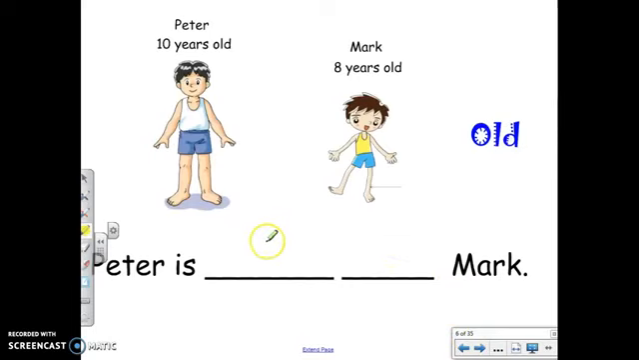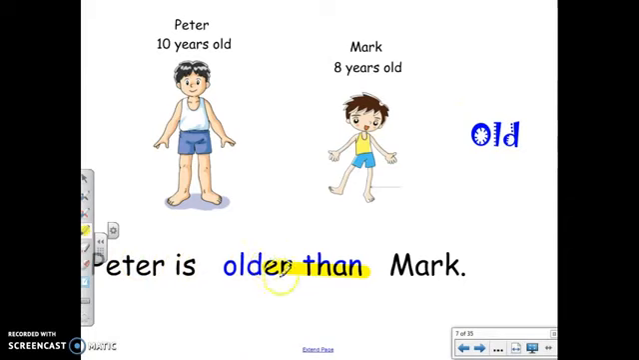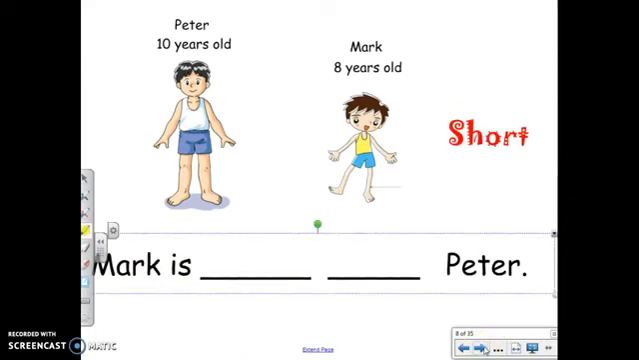For example, here, Peter is 10 years old and Mark is 8 years old. I want to use old for this sentence. Peter is what Mark? Peter is older than Mark. Yes, good job. Now, try by yourself.